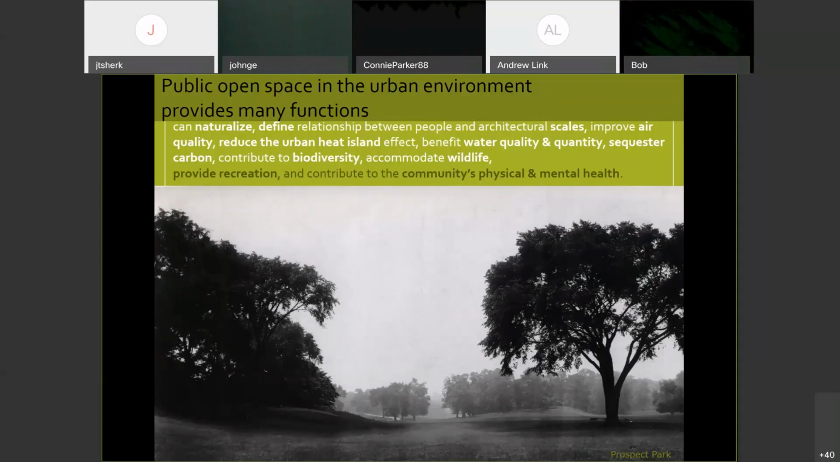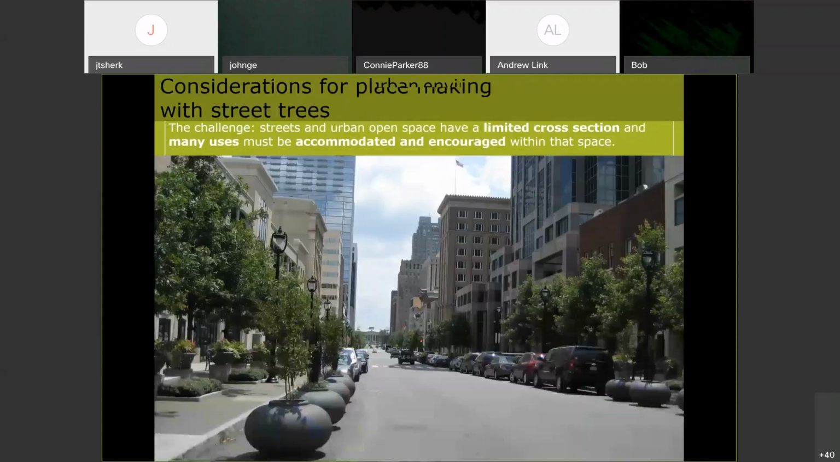And in this image of Prospect Park, which was designed by Frederick Law Olmsted, he designed these parks in New York City knowing that they would provide this, and specifically mental health and health in general, for the community. Another consideration is that streets and these urban open spaces have very limited cross sections, and lots of uses must be accommodated and encouraged within that space.